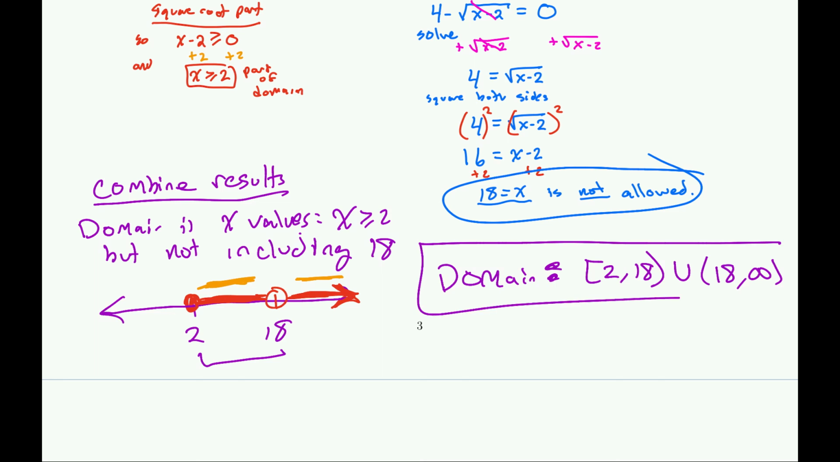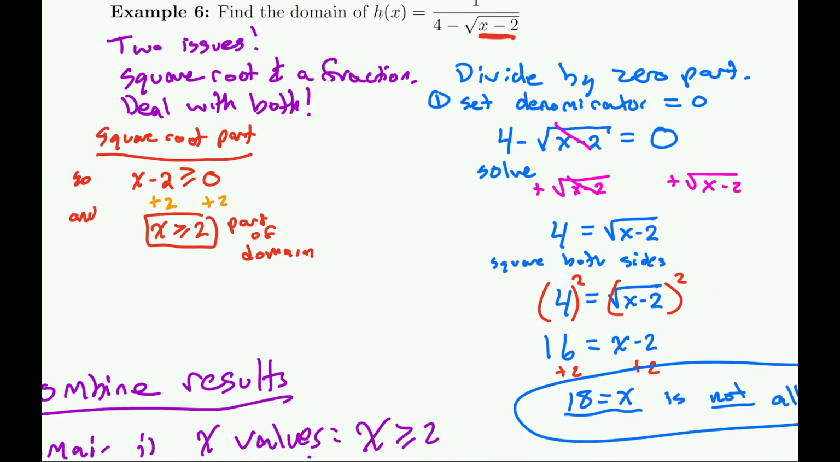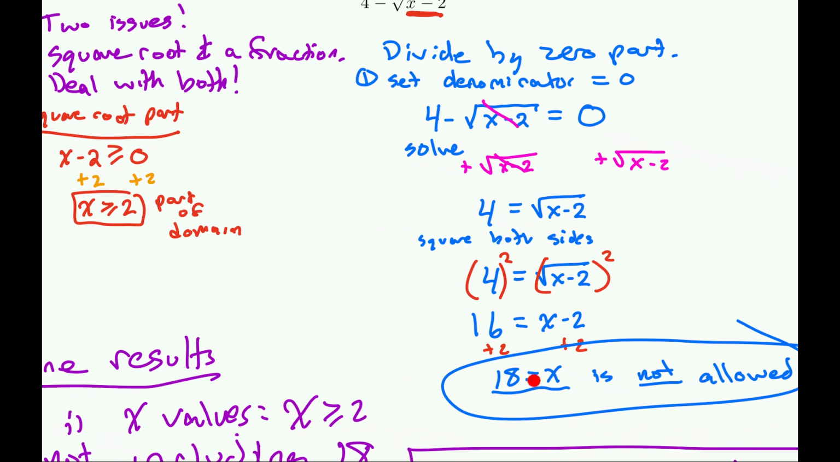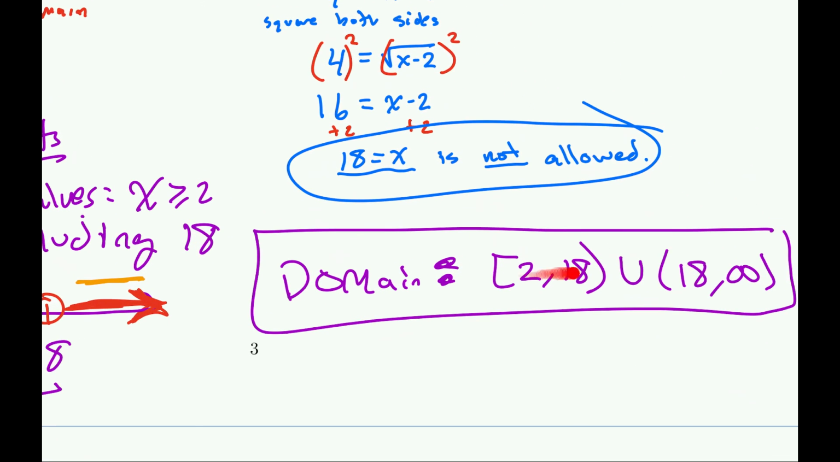Now that's hard. Like that was a difficult problem, but that's what happens. You get greater than or equal to 2 from the square root part, but then from the divide by 0 part, you get x cannot be 18. And so that's greater than or equal to 2, but not 18. So from 2 up to infinity, but not including 18, you have to remember how to leave 18 out.